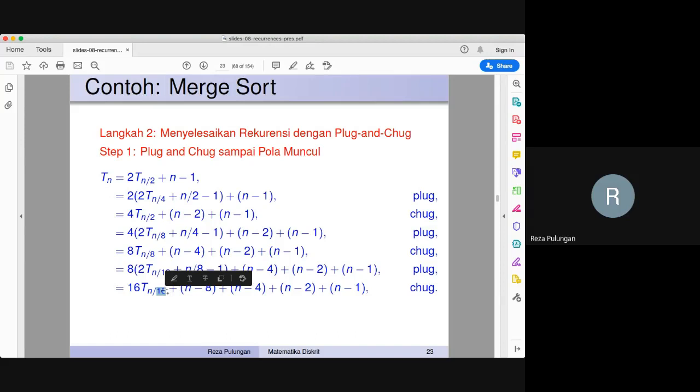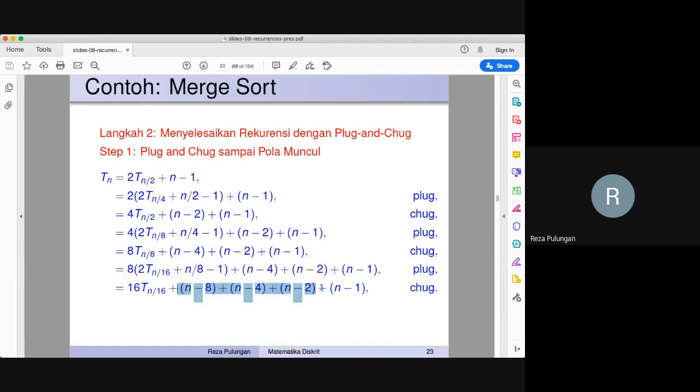It looks like 2 to the power of k. In the first step here, this is basically when k is equal to 1, so 2 to the power of k, 2 to the power of 1. So it looks like 2 to the power of k, 2 to the power of 1, multiplied by T n divided by 2 to the power of 1 also. Okay, what about this one? This one, 2 to the power of 4, multiplied by T n divided by 2 to the power of 4. You see, so this one is solved. We see the pattern right now.